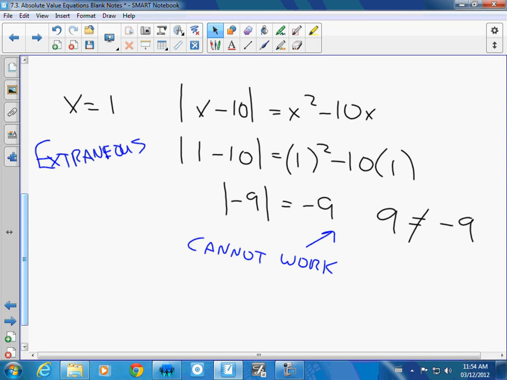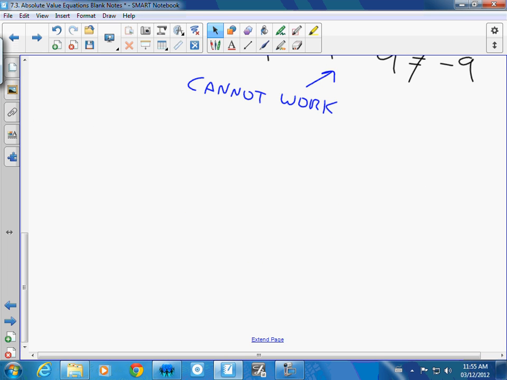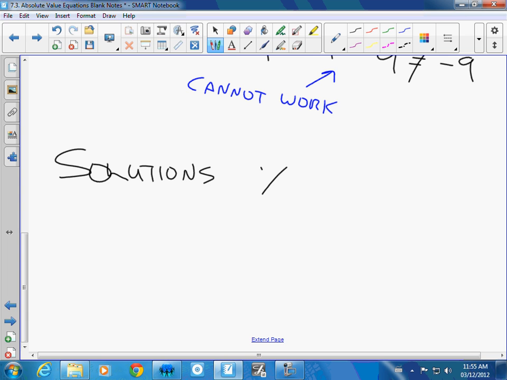Let's try 10. 10 minus 10 is 0. Absolute value of 0 is 0, it's the distance from 0. 10 squared is 100, minus 10 times 10. What's 100 minus 100? 0. Does 0 equal 0? Okay, so in this case, 10 and negative 1 work. So the solutions are x equals 10 or negative 1. Does positive 1 work? No, because it's extraneous. That makes sense?